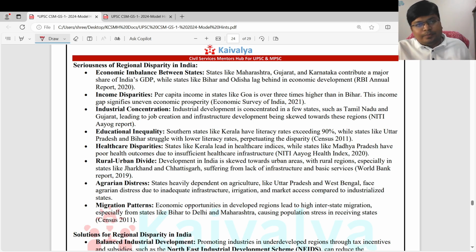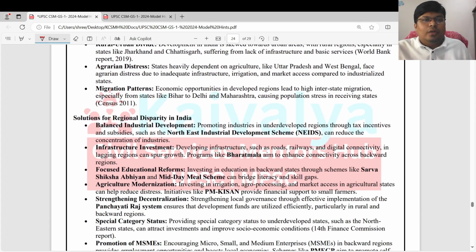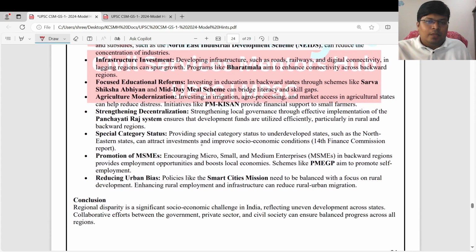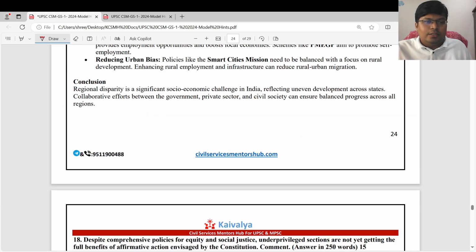Educational inequality. Kerala is educationally advanced, but if we compare Kerala with Bihar, we witness grave inequality. Again, healthcare disparities if you compare rural regions to urban regions. Next, the rural-urban divide, agrarian distress, migration patterns. So you can mention this. Then the solution. You are supposed to provide the solution for regional disparities. The solutions have been covered over here, and then just conclude it.